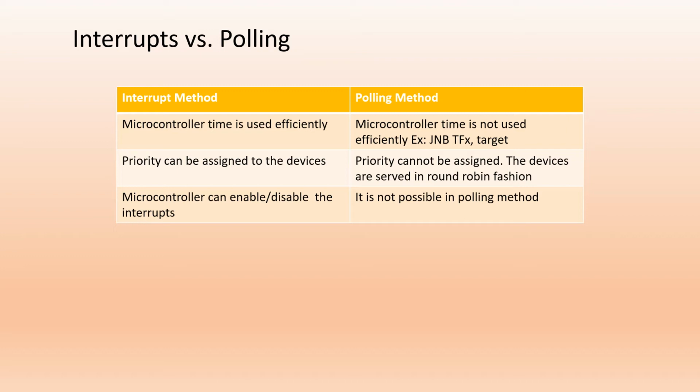Next, in the interrupt method, the microcontroller can enable or disable the interrupt. If it is doing some service which cannot be interrupted, it can disable the interrupt. There is a register called the interrupt enable register, using which I can enable or disable the interrupt. Also for priority setting, there is a register called the interrupt priority register, where we can assign the priority, which we are going to see next. In the polling method, it is not possible to enable or disable the interrupts.